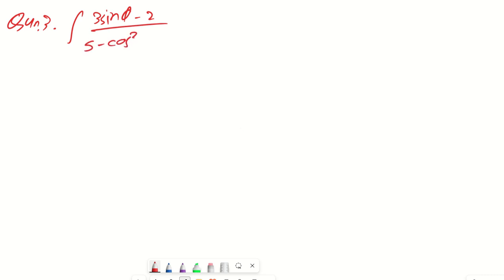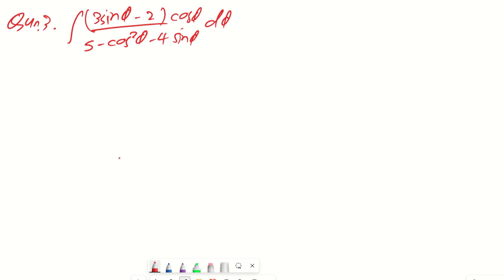Question is, third one. Question is integration of (3 sin phi minus 2) by (5 minus cos square phi minus 4 sin phi) into cos phi d phi. Okay, so we have this question, right? So our aim is to solve this particular question.